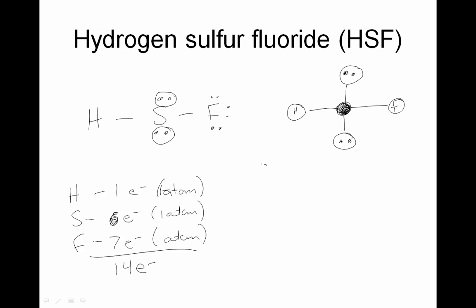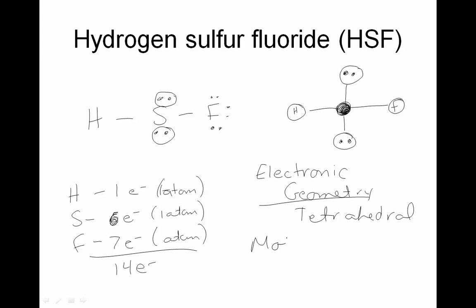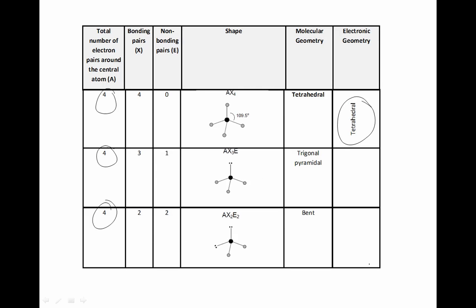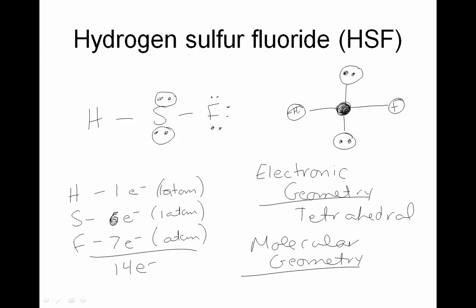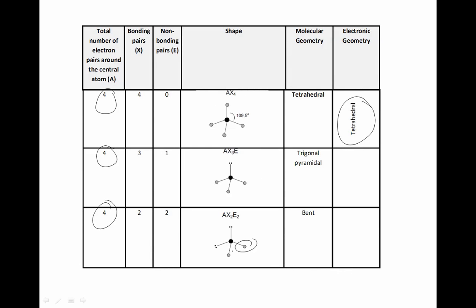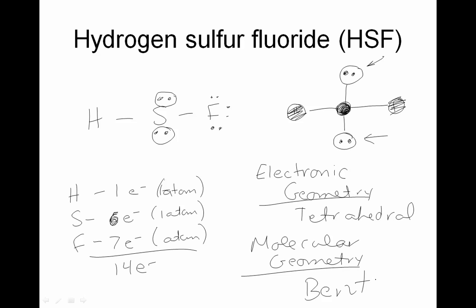So electronic geometry is tetrahedral. Molecular geometry now. Does it have 4 atoms coming off of it? No, it has 2 atoms, 1, 2, and 2 electron pairs. So we need one with 2 atoms and 2 electron pairs. So our molecular geometry is bent. So hydrogen sulfur fluoride is tetrahedral and bent.